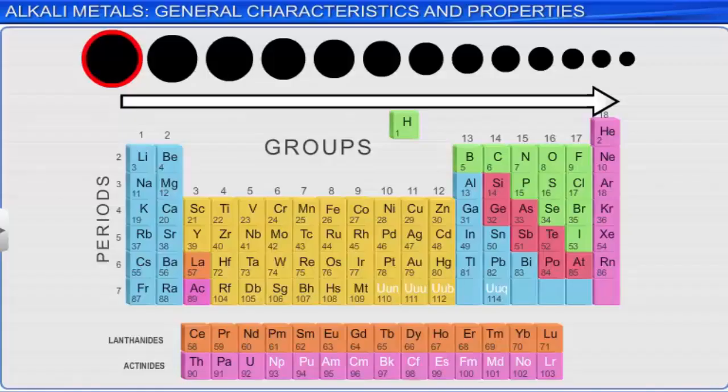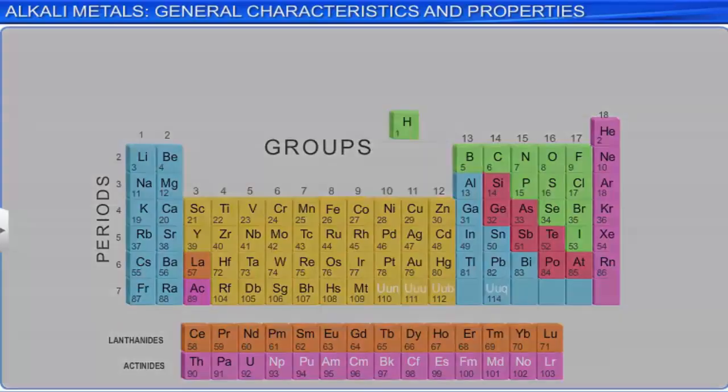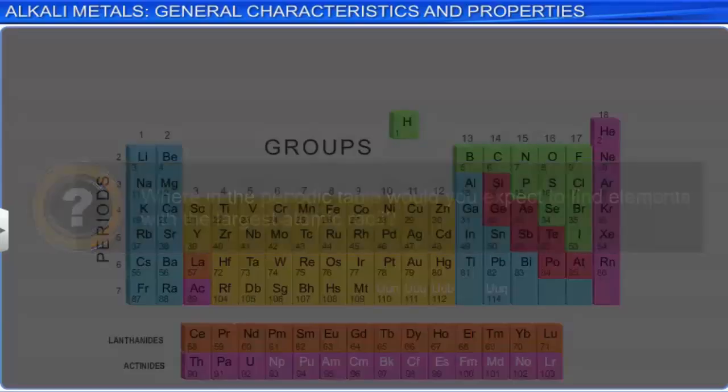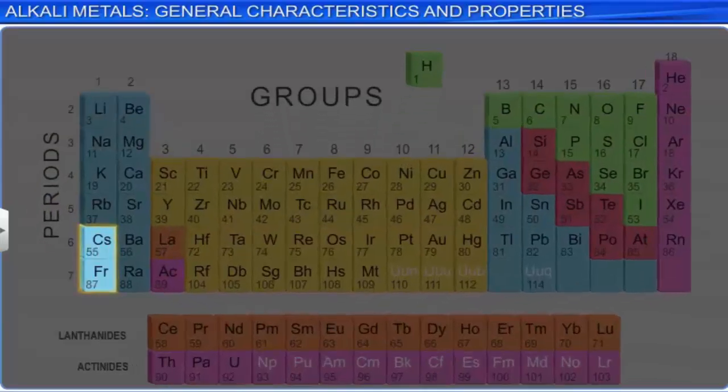Try to answer this question on your own before you proceed. Where in the periodic table would you expect to find elements with the largest atomic radii? The largest atoms are found in the lower left-hand corner of the periodic table: cesium and francium.